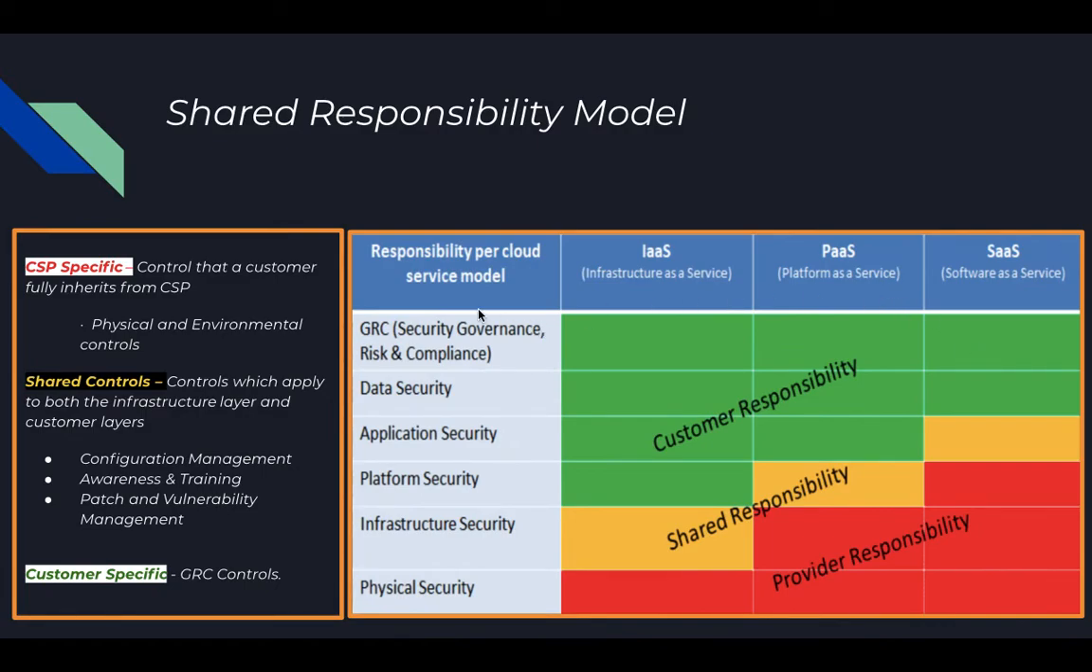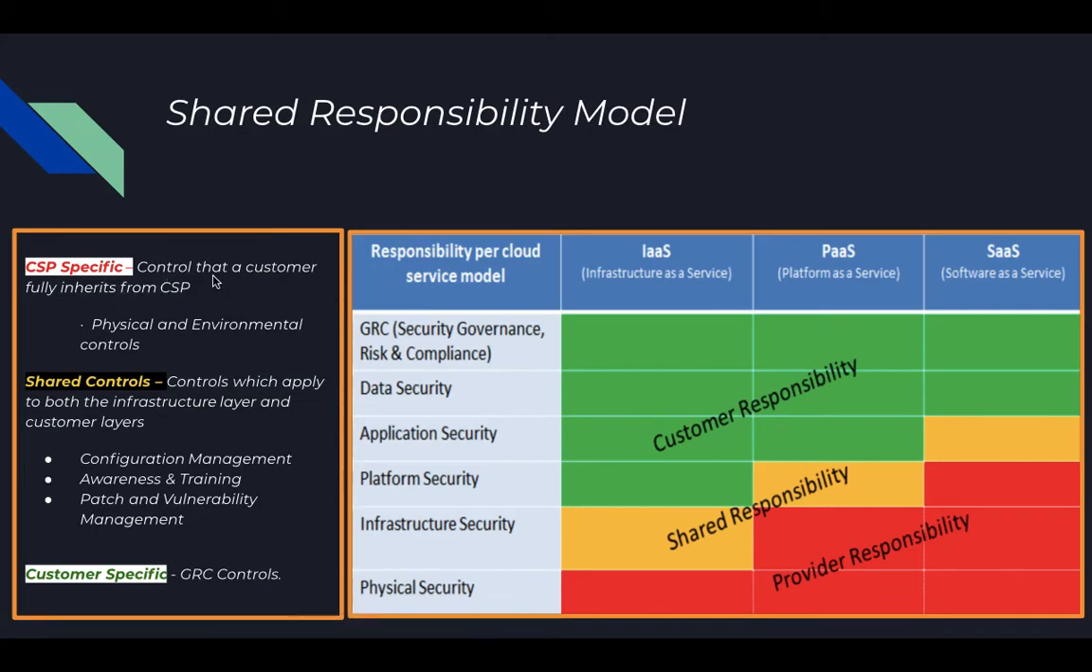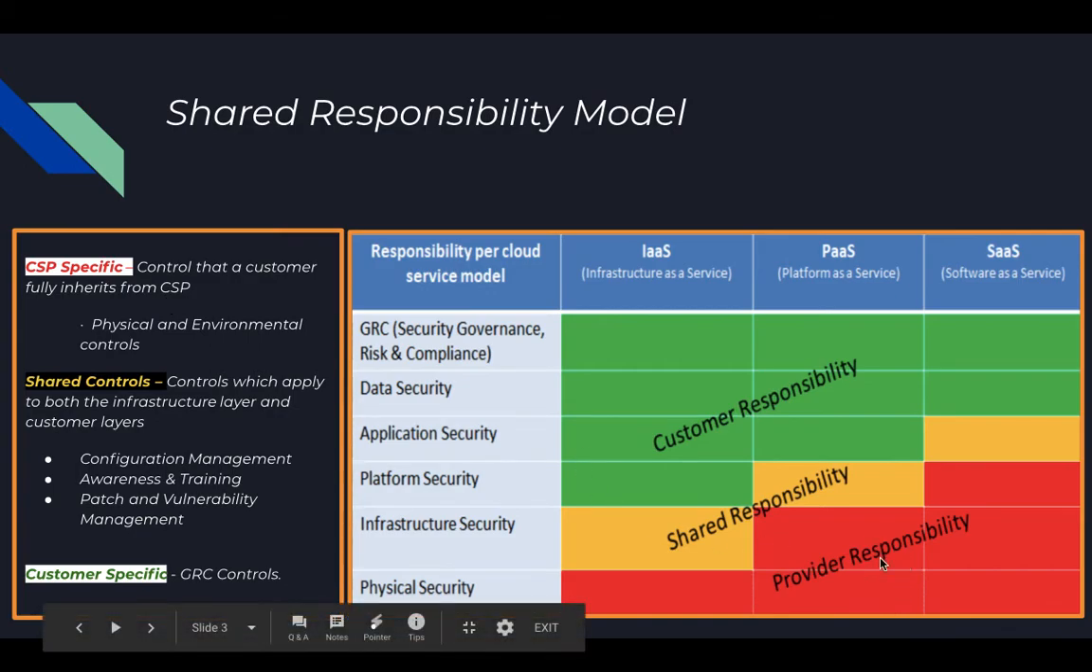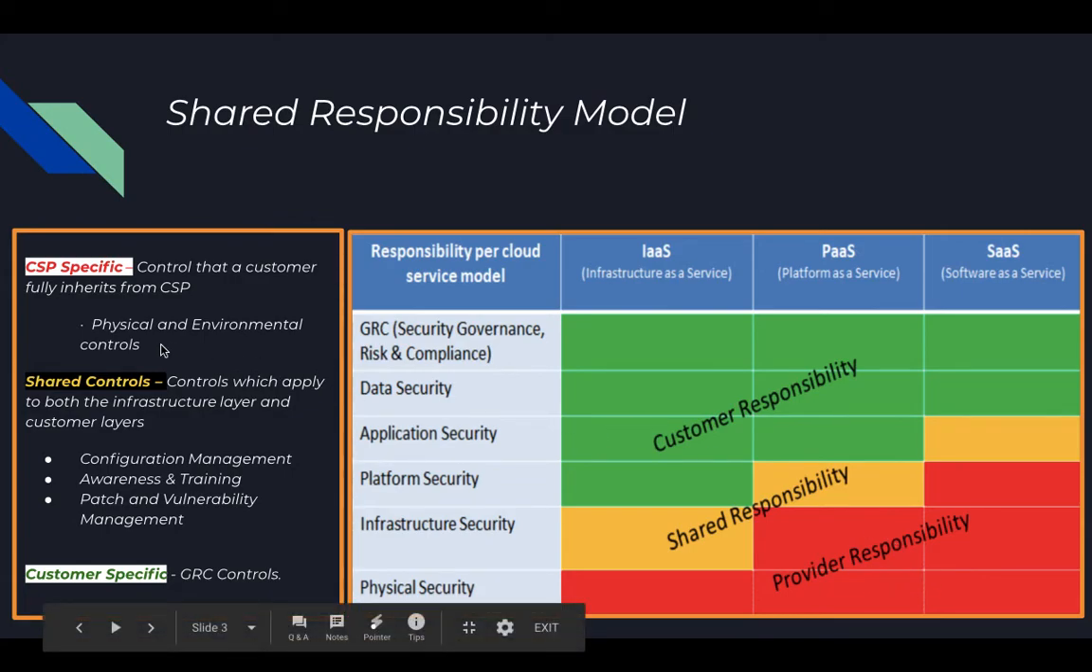Another way to understand this: the part marked in red is CSP-specific controls, which a customer fully inherits from the CSP. The CSP has already implemented these controls and given them to the customer, like physical and environmental controls. These are mainly the responsibility of the CSP.